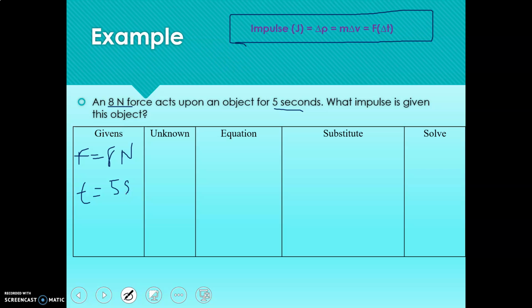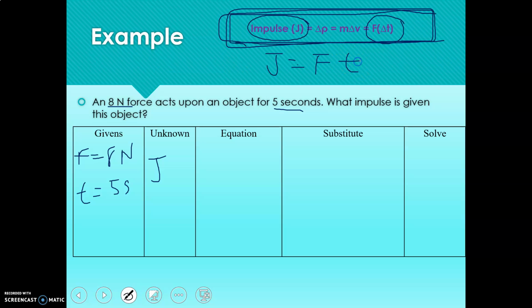Our unknown, well, it's asking us what is the impulse. So remember, impulse is J, so we need to be looking for J. And we're not going to use this entire equation because that just wouldn't work, but we can select what we have. So we have the force and the time, so we can definitely use this part of the equation. And then we're solving for impulse, so here's impulse. So we're actually going to be doing impulse equals force times time.